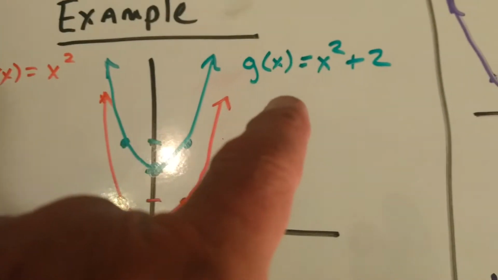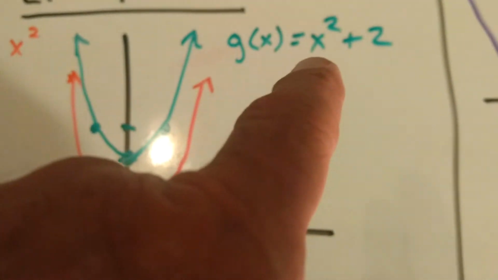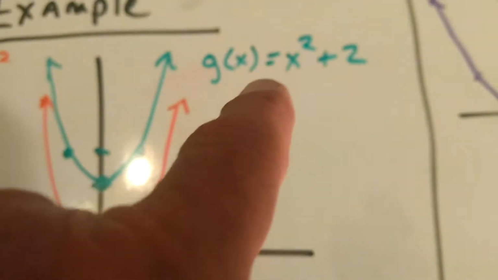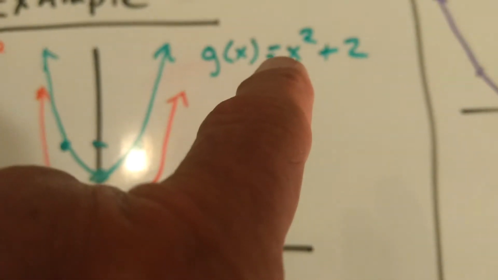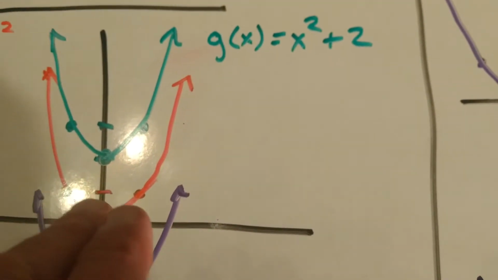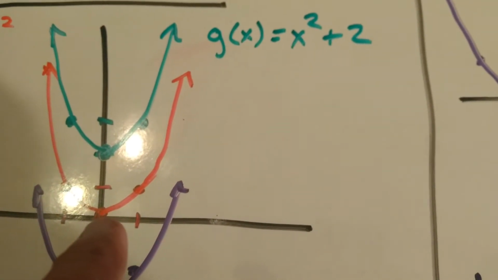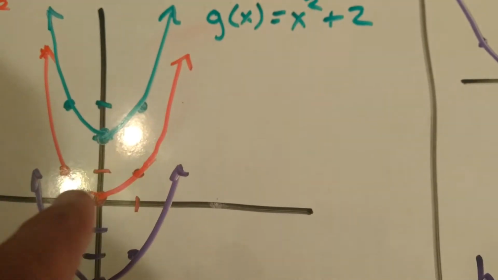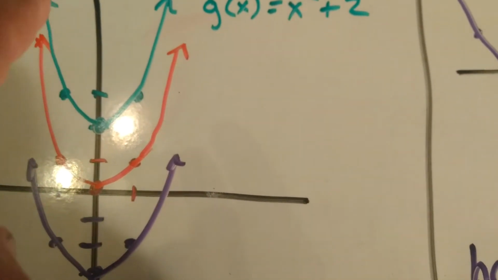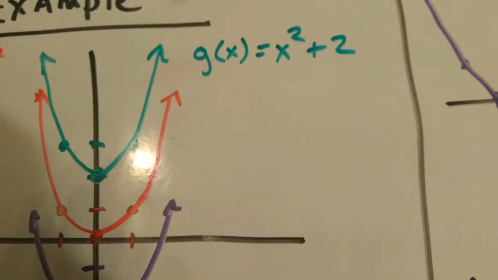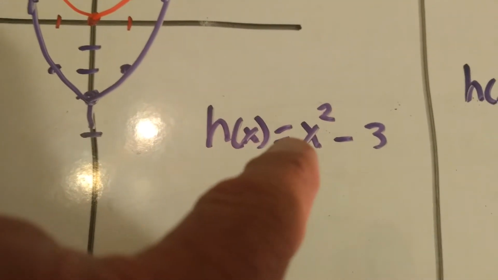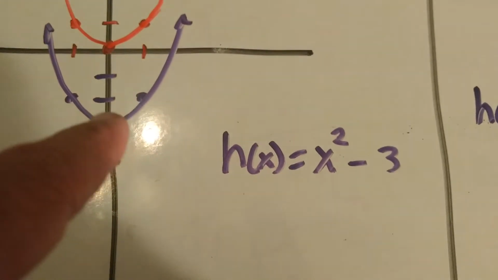What happens, though, if we add directly to the function? The function is x squared. See how I'm adding 2 directly to x squared. It's called a vertical shift. All I'm going to do is add 2 to this y, which shifts it up. Add 2 to this y, which shifts it up. Add 2 to this y, shifts it up. There's my graph. Done.